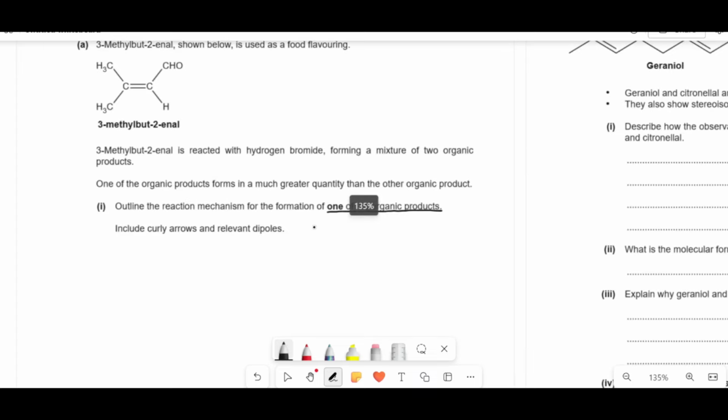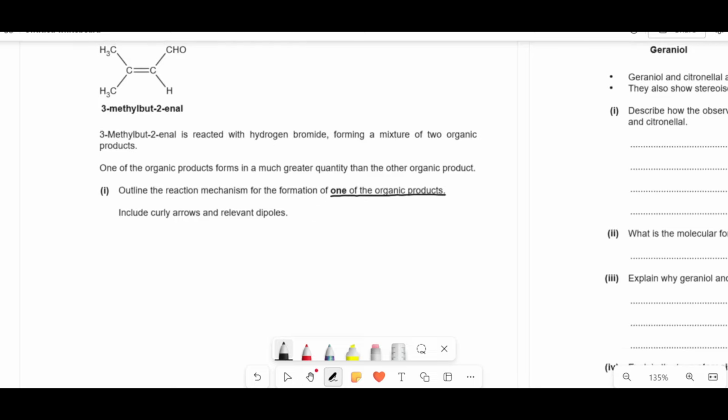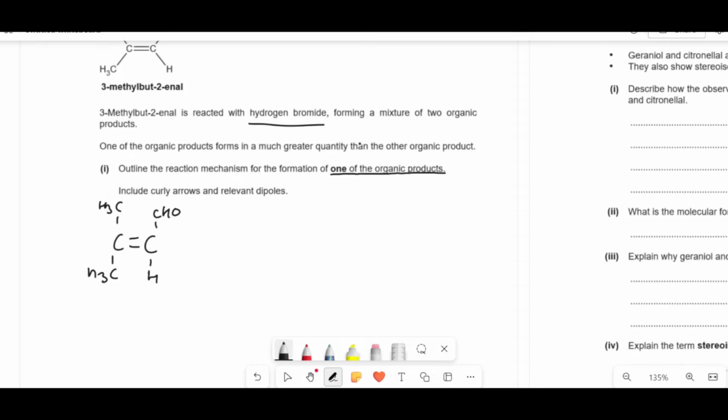So when you're drawing a mechanism, don't just memorize arrows and be like, oh my God, I need to draw this and this and this and this. Think about what's happening when you're doing it, right? So if I draw my alkene here, so C double bond C, and then the CHO, the H, the H3C, the H3C, right? And we're reacting with HBr.